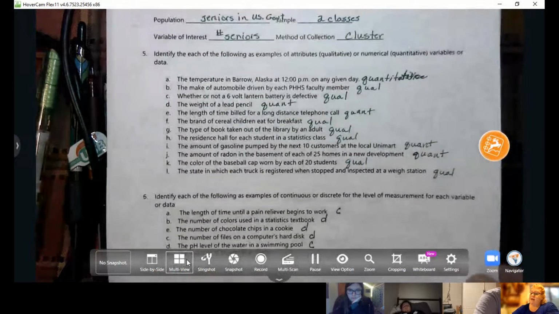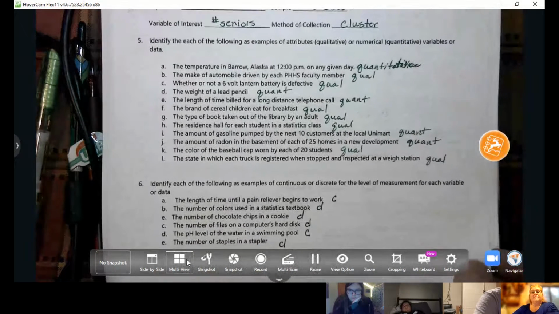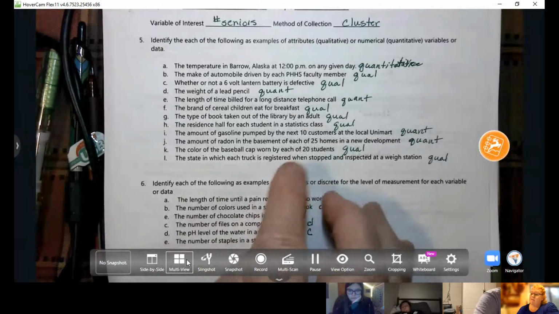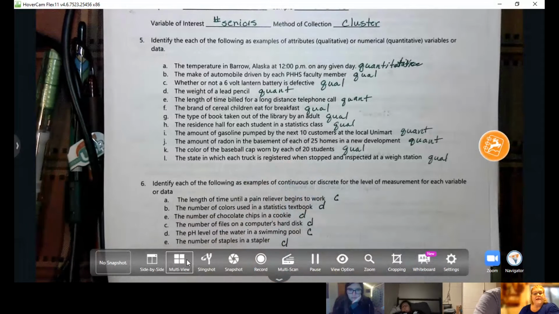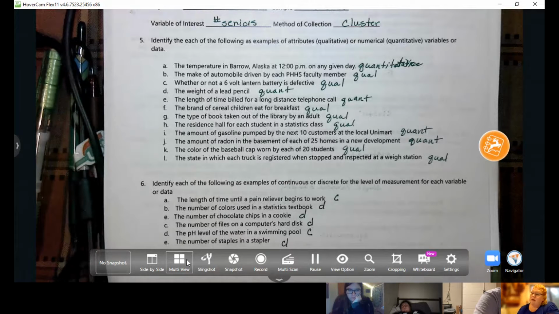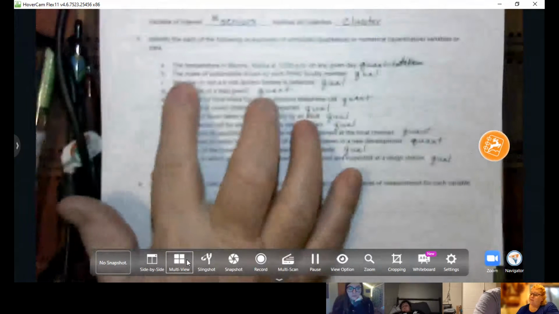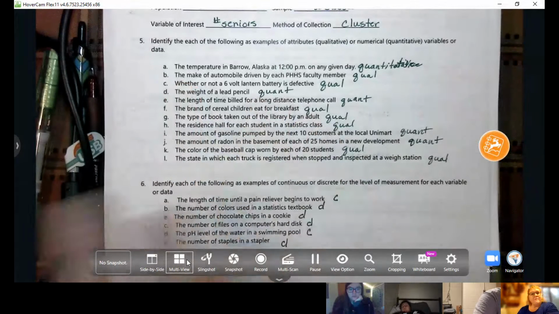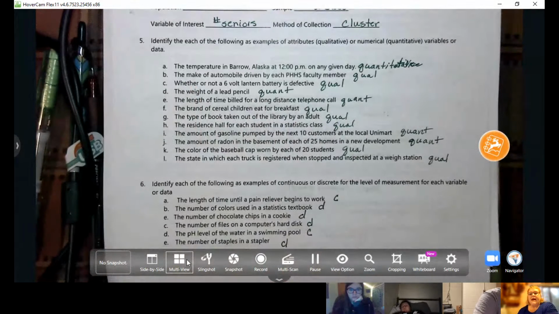All right, moving on down to part 5. This is just identifying the type of variables, whether qualitative or quantitative. So when we look at temperature in Alaska, you're measuring that. That makes that quantitative. The make of an automobile is qualitative.